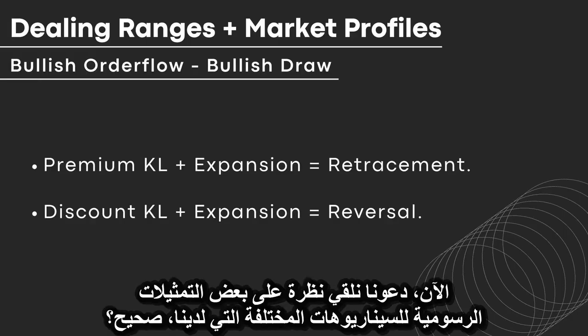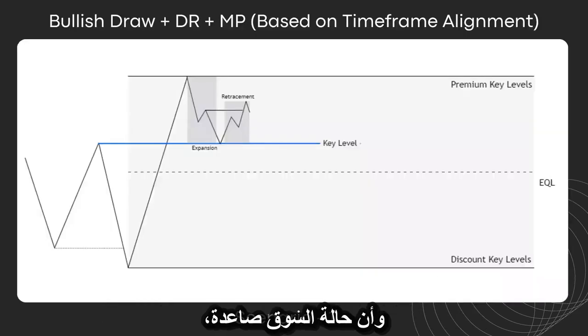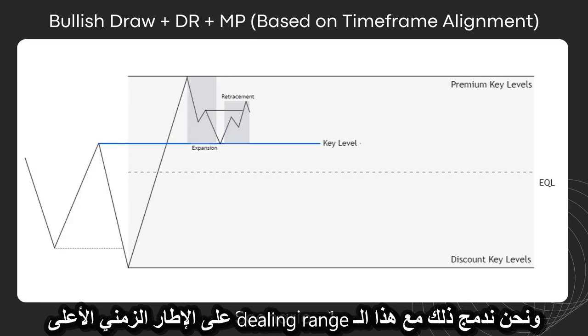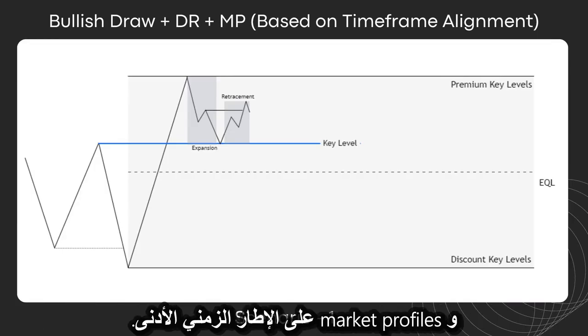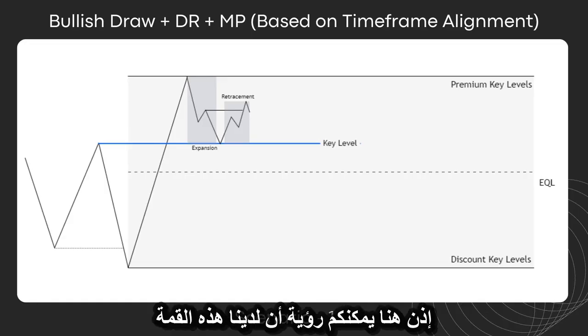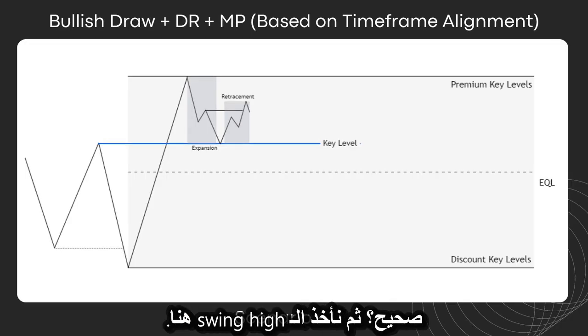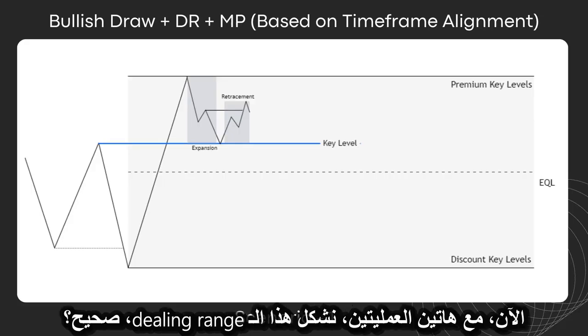Now, let's look at some graphical representation of the different scenarios that we've got. So, considering the drawn liquidity is bullish and the market condition is bullish, and we're combining it with this higher time frame dealing range and the lower time frame market profiles. As I said before, it will be based on time frame elements, right? So here you can see that we've got this high and this low right here. And what happens is that first we take out the low, right? And then we take out the swing high right here. Now with these two purges, we form this dealing range, right?